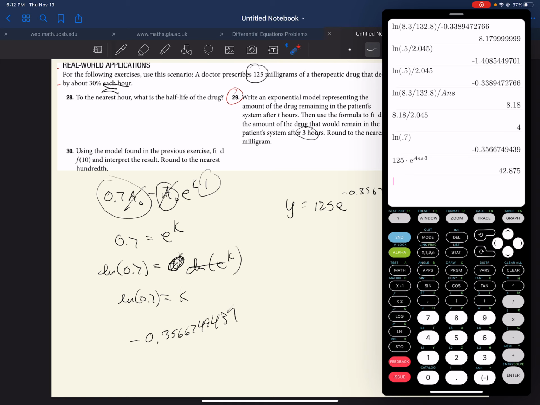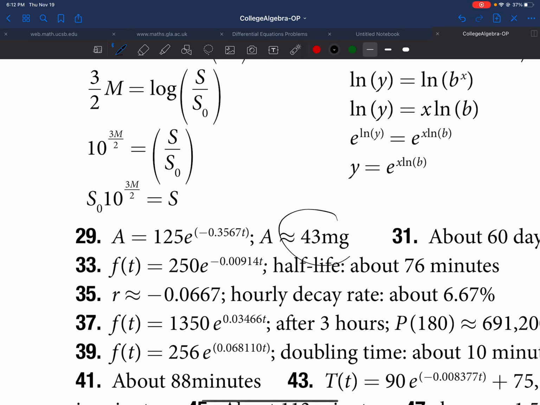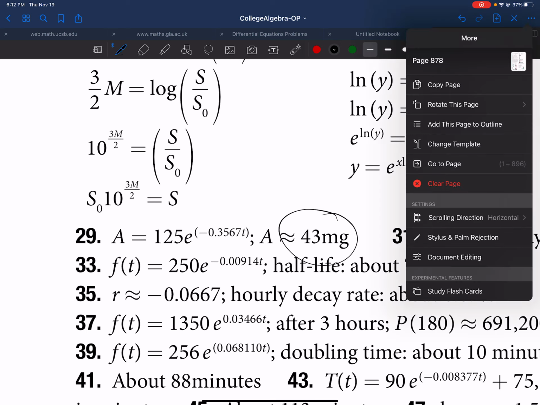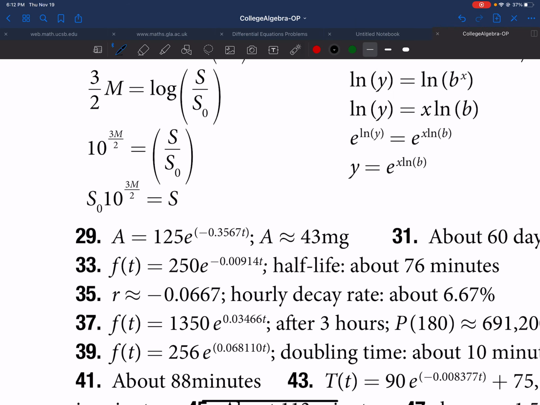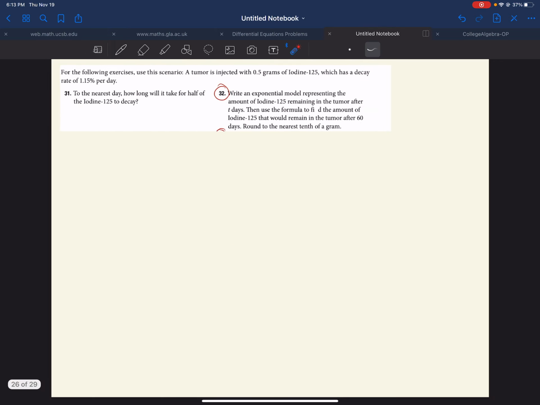So it's like 42.875 is what it comes out to. And if you check the book, it says about 43. And they say round to the nearest milligram. So yeah, to the nearest it would be about 43. So that's how you do a problem like that.